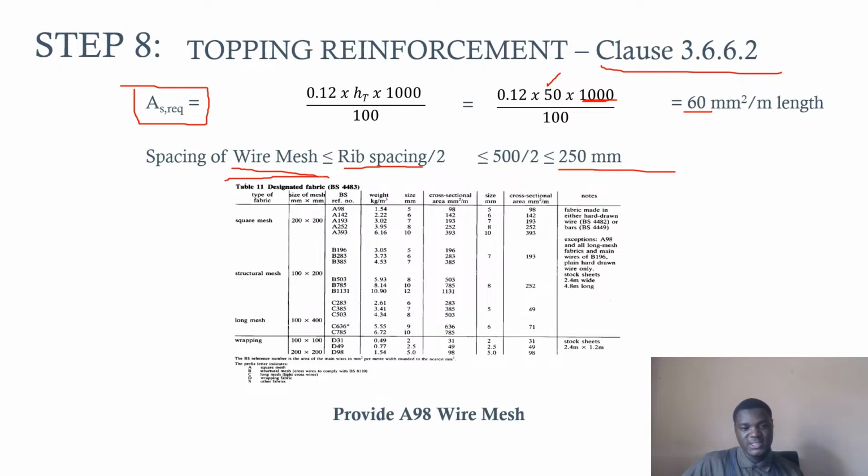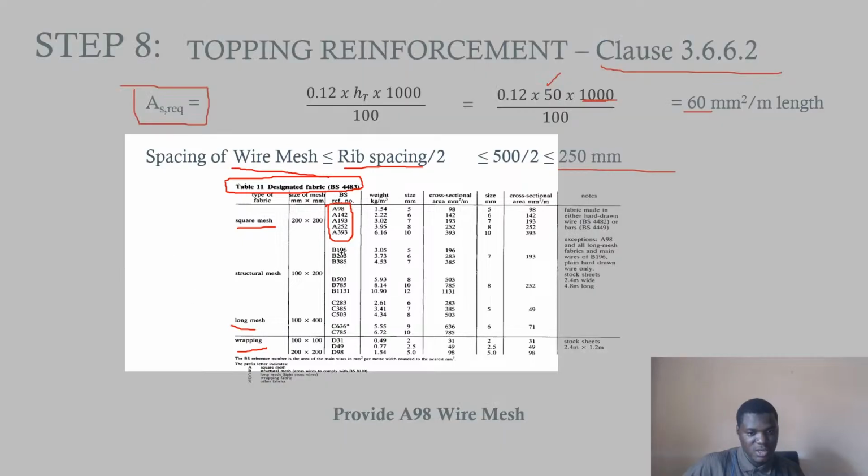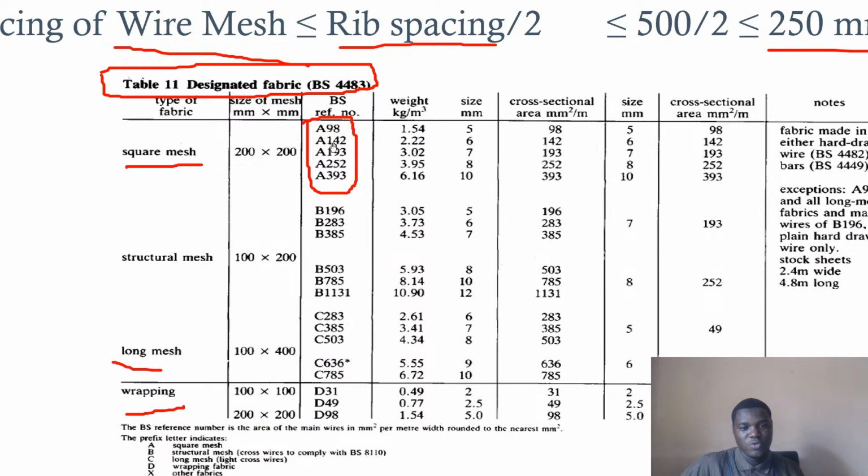So in order to select the mesh you can use, the code for that is BS 4483. I've attached the table here. So we have different kinds of mesh. We have structural mesh, square mesh, long mesh, and wrappings. The common ones are the structural mesh, the one that we have here. Let me try to zoom in a little bit. So we have A98, A142, A193, A255.